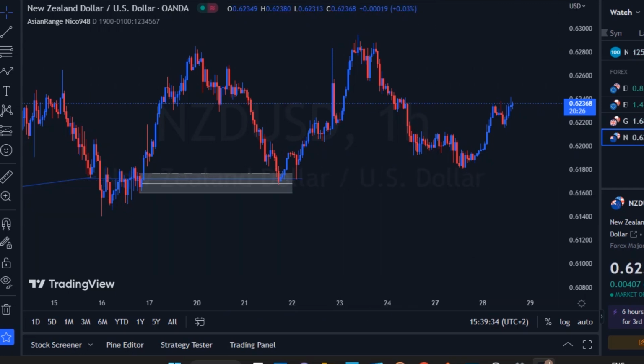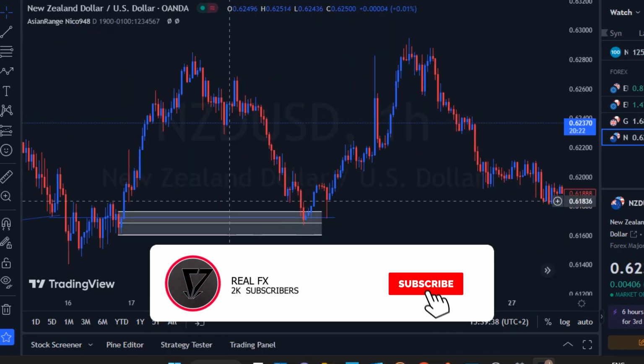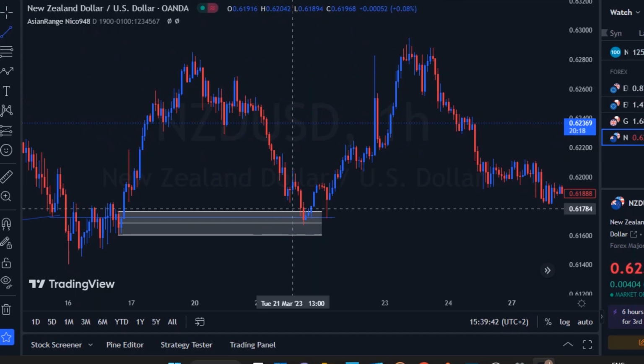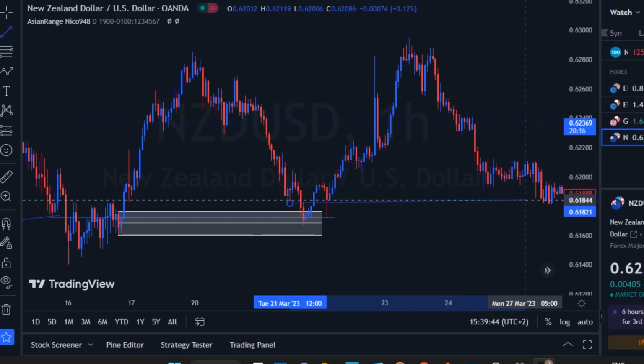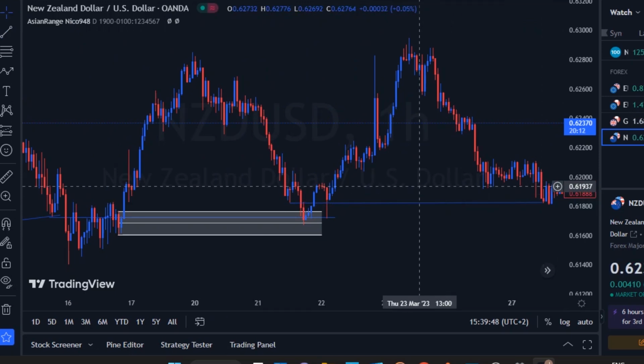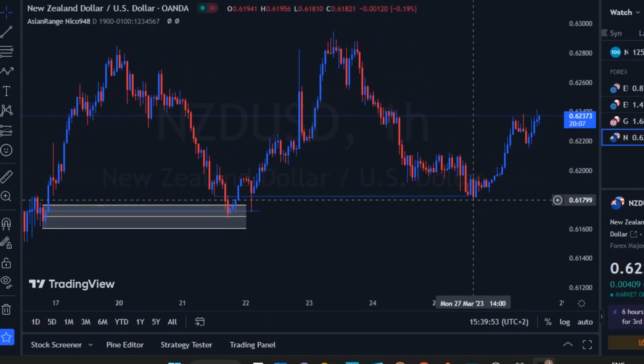Now let's look at the next setup. On the next setup, where is the QML? The QML is here. We mark the QML. The QML is very important, guys. That's the QML there. As you can see, a tap into the QML. Super sniper entry, almost no drawdown, guys. We almost didn't face any drawdown in this trade.